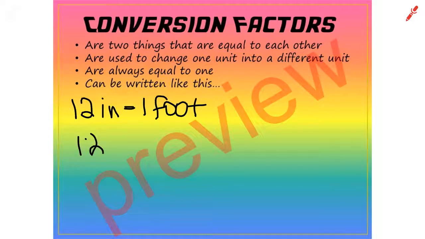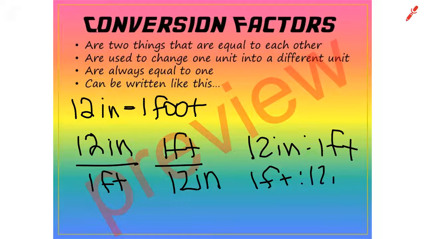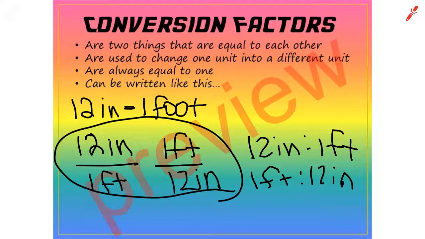Another way to write it would be 12 inches over 1 foot. So this is how I know it is equal to 1, because those two things are equal to each other and they're over each other. I could write the same thing, 1 foot over 12 inches. Another way to write a conversion factor is a ratio. I could write 12 inches to 1 foot like that. Or I could reverse that again like we were talking about. Now this is the way we're going to use them in dimensional analysis. But those other ways are valid ways to write conversion factors, just not how we're going to use them.